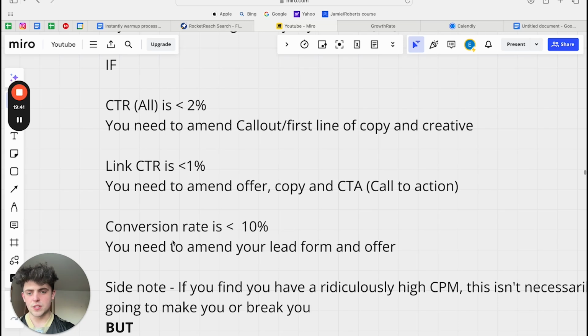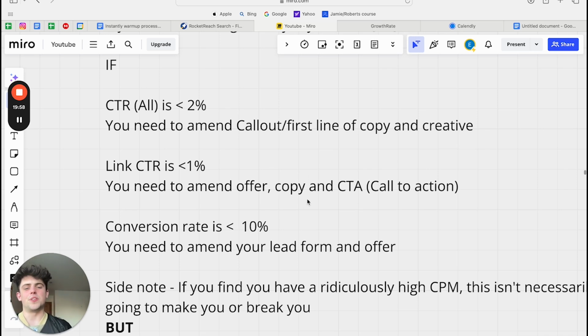If your conversion rate is less than 10%, you need to amend your lead form and your offer. Essentially, people are interested when they see it. They think, oh yes, I like the offer. They're like, oh yeah, this resonates with me. I know what to do next.